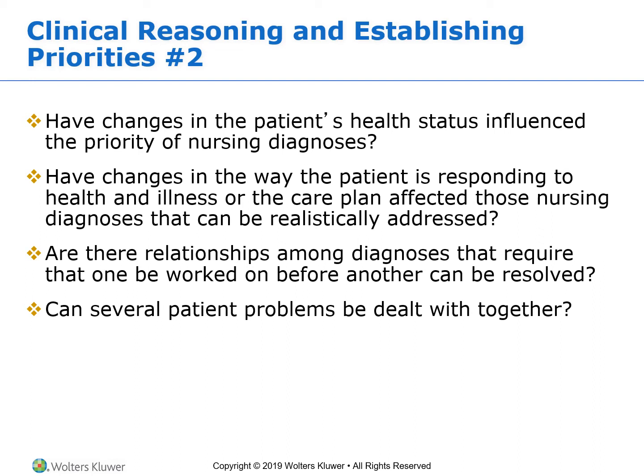Other outcomes that may contribute to the resolution of the problem can be written as well. For example, imbalanced nutrition, more than body requirements. And then the outcome or goal would be within 2 weeks, the patient would reach a target weight of 122 pounds. And then you could actually put a date in there as well.